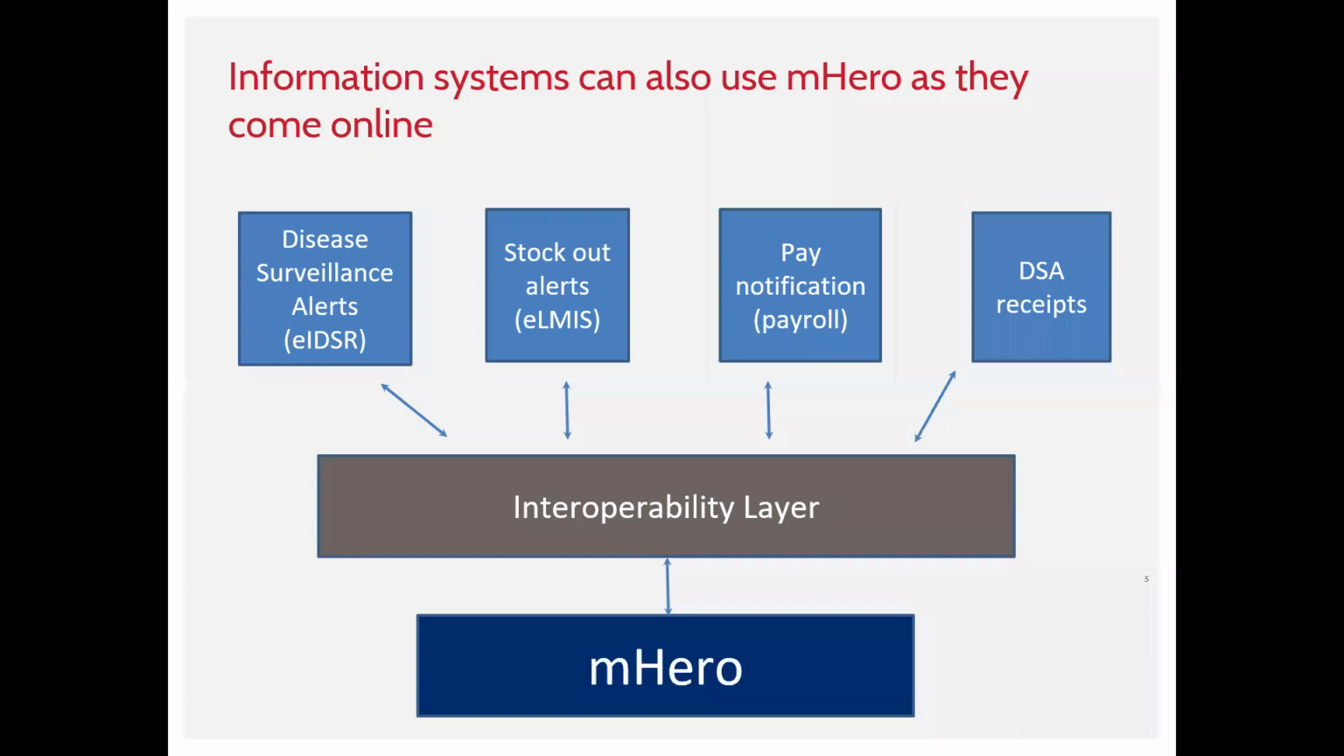So if you previously fell asleep with the words interoperability and architecture, you can come back now. So one of the core assets of mHero to the ministry was that it was flexible. So as other systems came online over time during both response and recovery periods, as Meg talked about earlier, one of the big powers of it was that they could plug into this interoperability layer and then be used to message health workers about needs related to other information systems. So for example, about pay notification, about stock out alerts, etc. Next, please.